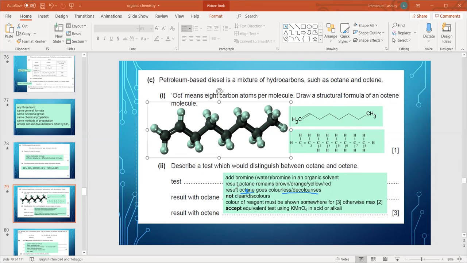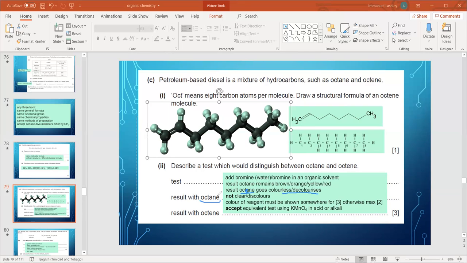Right? The next test that is used is using KMnO4. Potassium permanganate is purple in color. With an alkane, it remains purple. So with octane, it would stay purple, but with octene, it will go from purple to colorless. It will decolorize with the alkene. So you could either use bromine water in the presence of an organic solvent, or you could use potassium permanganate in the presence of an acid or alkaline.